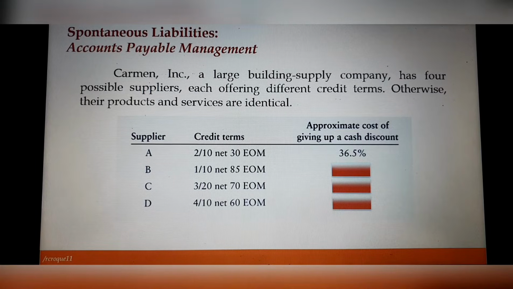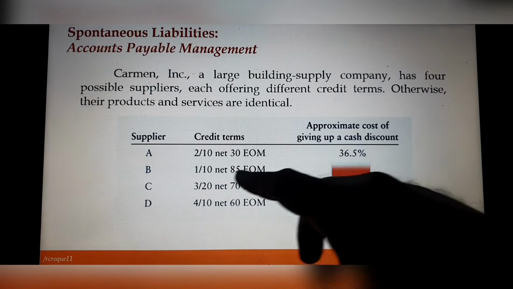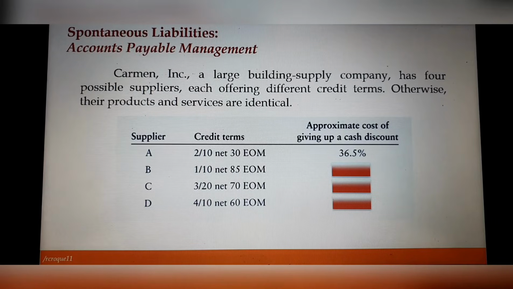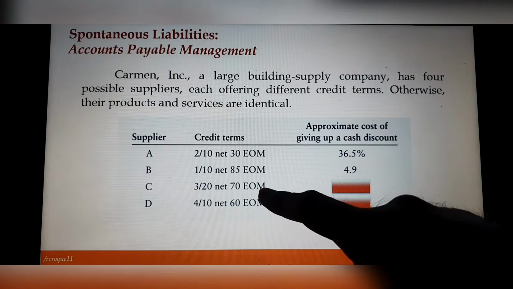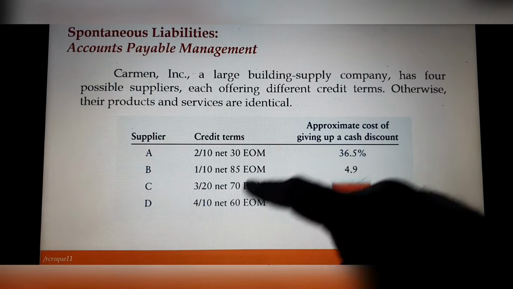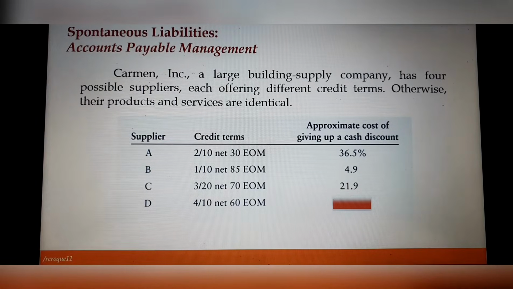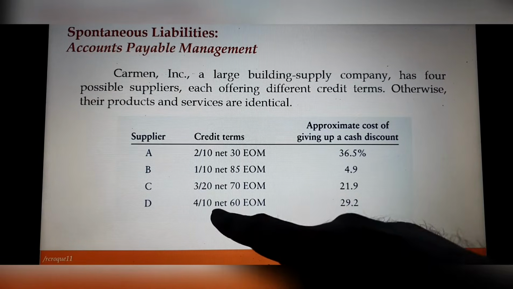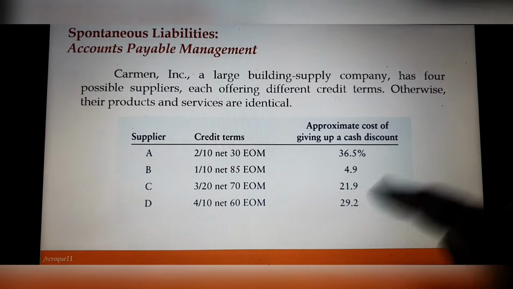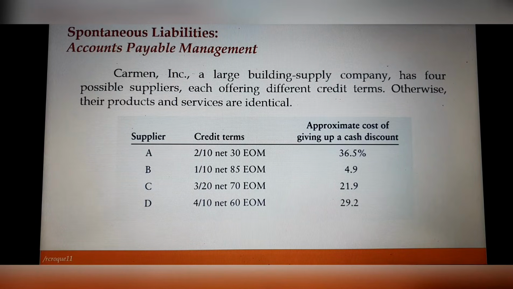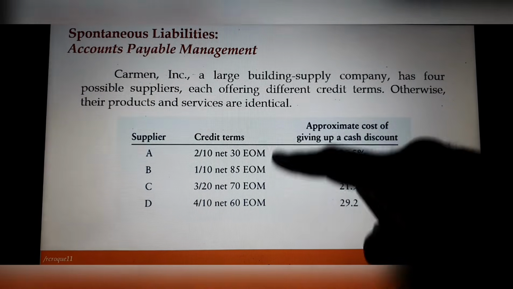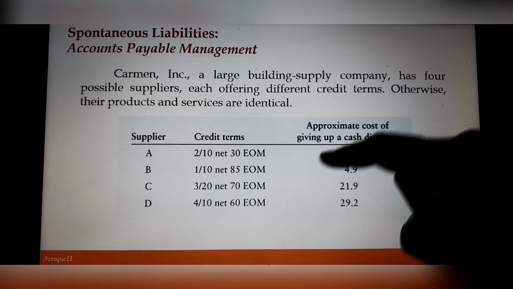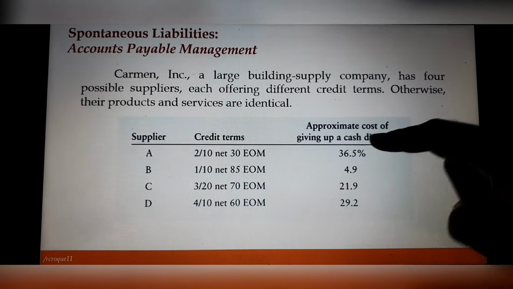So, for B, we have 1 times 365 over the difference of 75. So, what comes out is 4.9%. For C, 3% times 365 over 50. So, the answer is 21.9%. And for supplier D, we have 4% times 365 over 50. The answer is 29.2%. Meaning, these are the terms of the suppliers, and if we give up the cash discount offered by them, this is the cost to us.